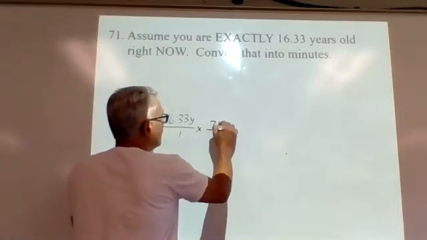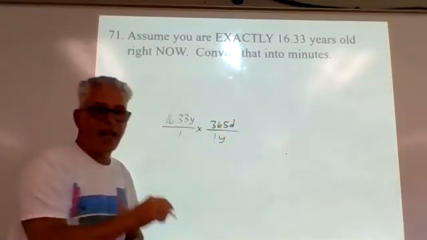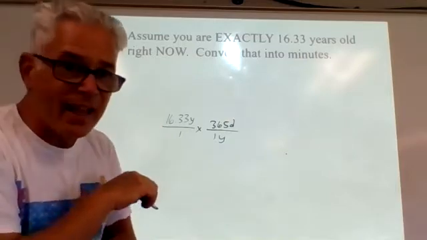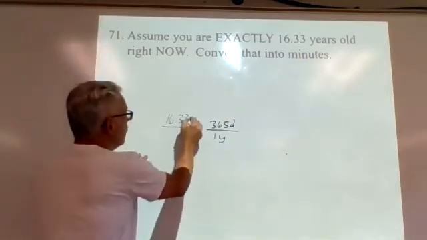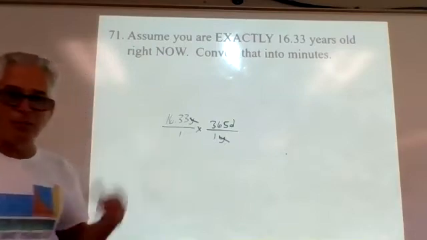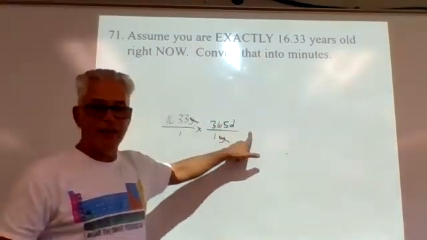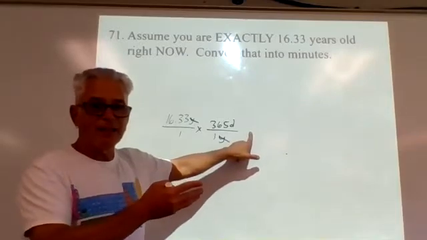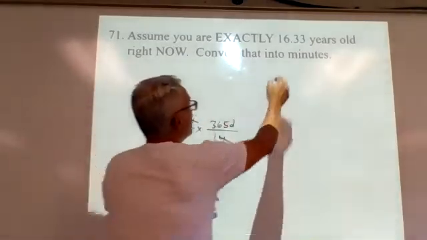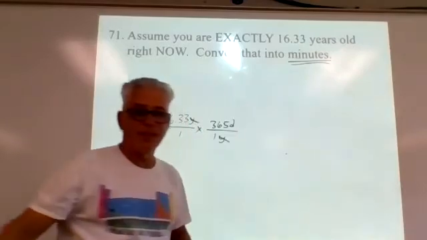1 year, 365 D for days. D is the abbreviation for days. The Y's cancel, top and bottom. Y divided by Y equals 1. You can cross it out. If I put an equal sign here, I get an answer, but not the answer. We're looking for minutes, not days.